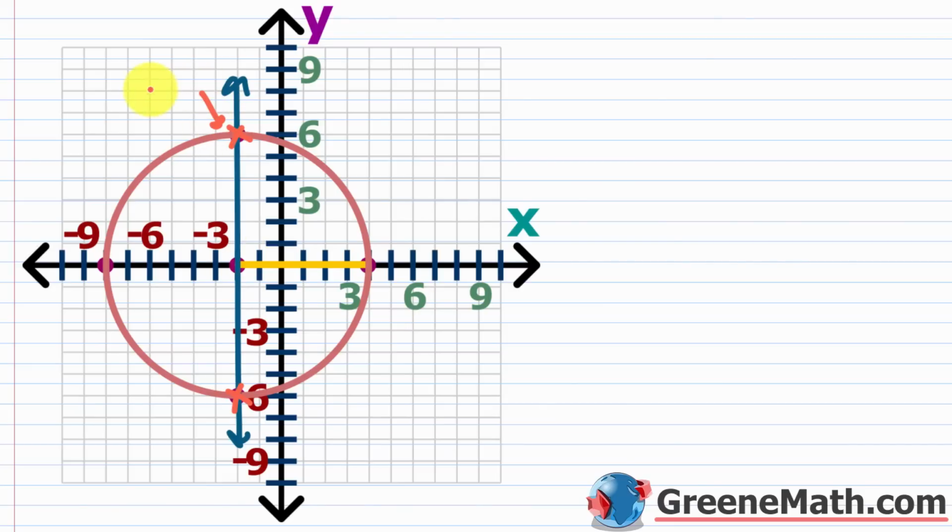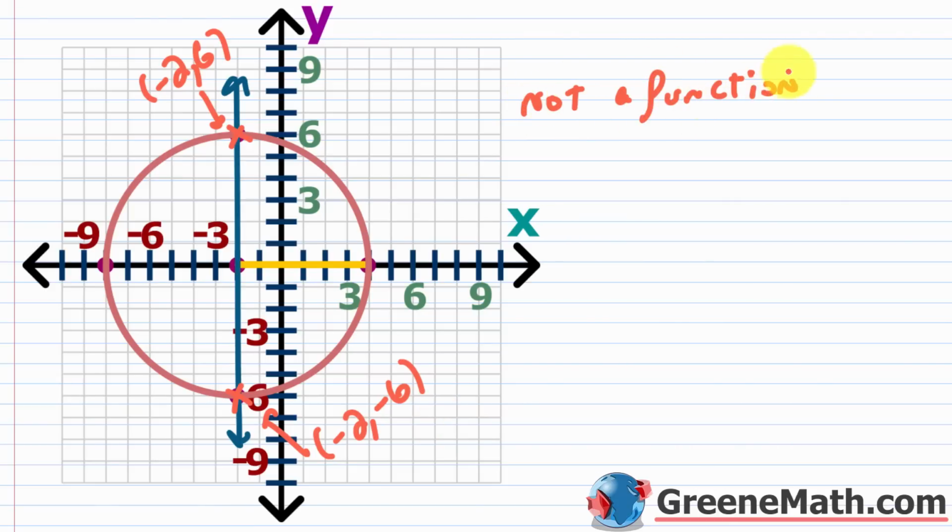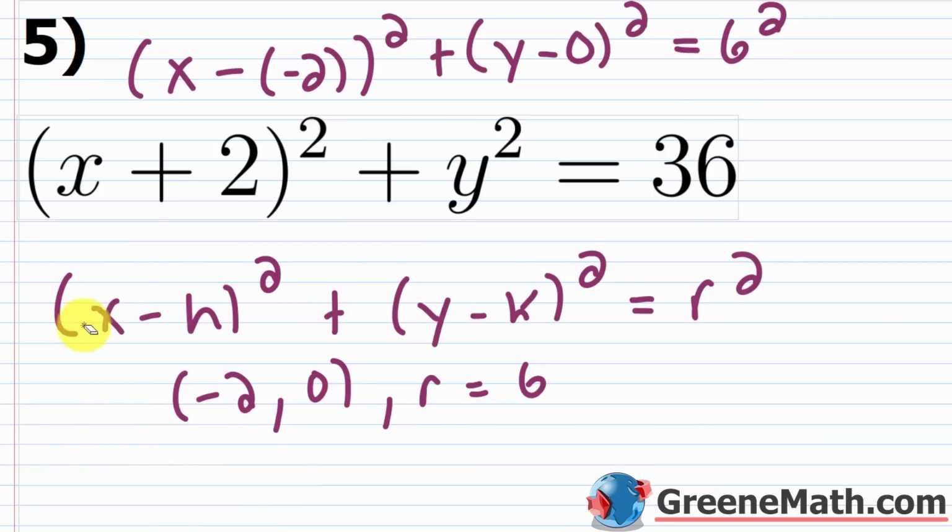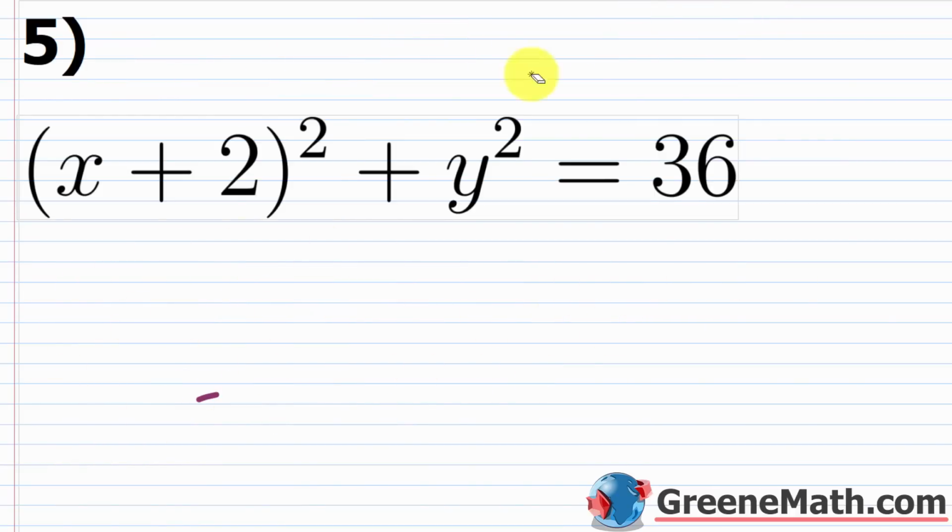So let me arrow to this and say this is -2, 6. And then down here, this is -2, -6. So basically, this is not a function. If you go back up and you plug in a -2 for x, let me get rid of this. So let's say I plug in a -2 here. Well, -2 plus 2 is 0, right? So basically, you'd have 0 squared, which is 0. So what you're left with at that point is y squared is equal to 36.